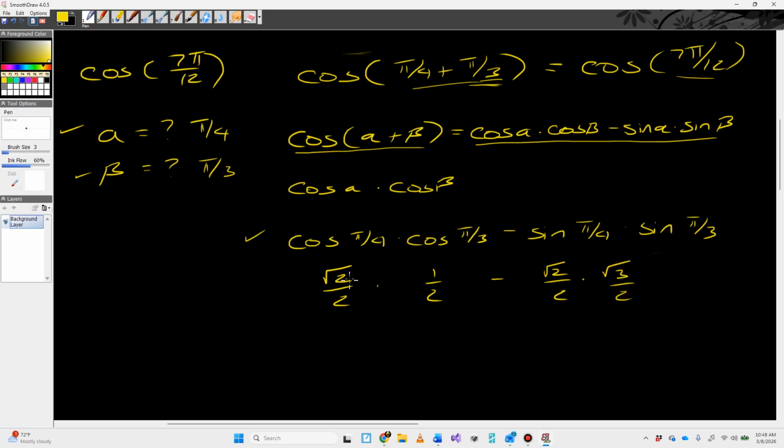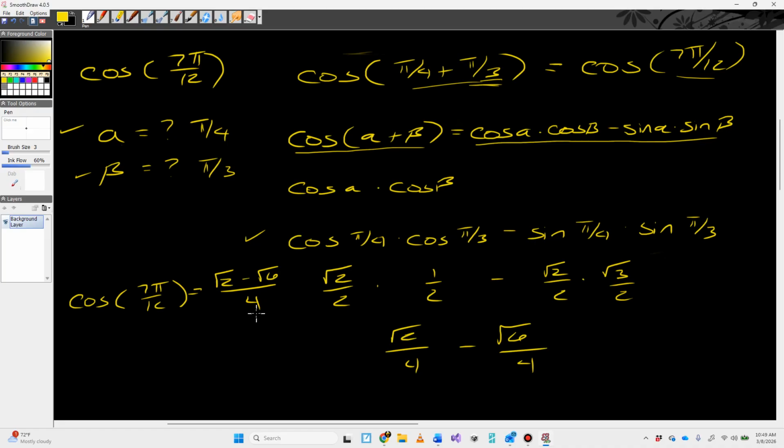And then I simplify. The square root of 2 times 1 is the square root of 2. 2 times 2 is 4. The square root of 2 times the square root of 3 is the square root of 6. And 2 times 2 is also 4. And so now I have my answer. The cosine of 7 pi over 12 is equal to the square root of 2 minus the square root of 6, over 4.